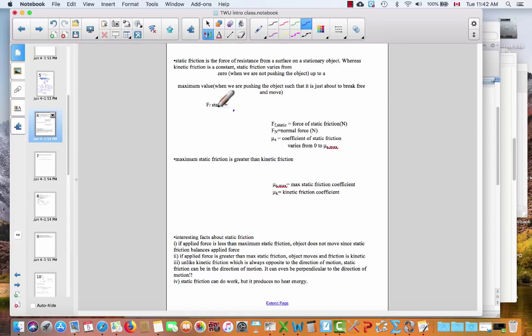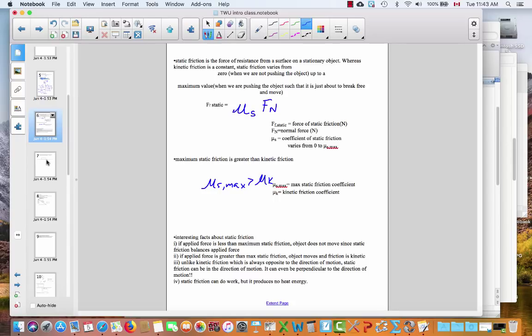And the amount of static friction is still mu times the normal force. But the mu in this case is the static coefficient of friction. And that static coefficient of friction is going to start at 0 if you're not pushing on the object at all, and then increase to some maximum value. Now, typically that static maximum value is bigger than the kinetic friction, because as soon as you break free and start sliding, well, it takes a little bit less force, doesn't it?